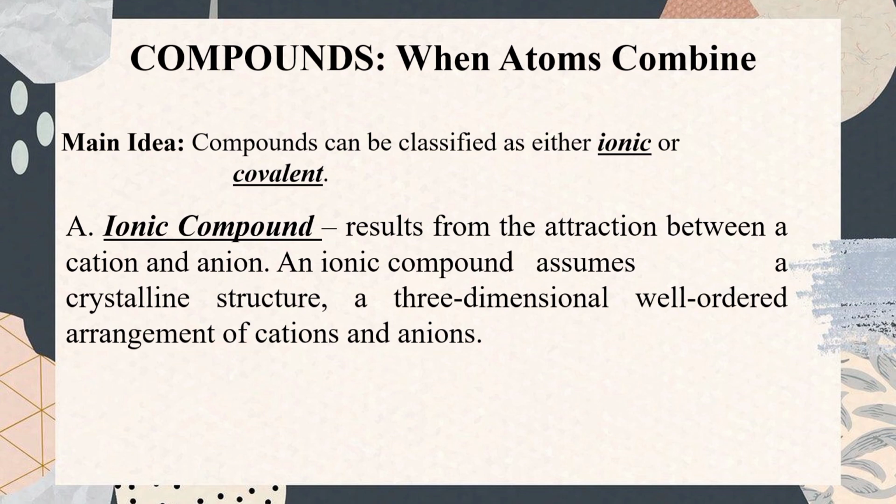Let's have ionic compound. Ionic compound results from the attraction between a cation and an anion. An ionic compound assumes a crystalline structure, a three-dimensional well-ordered arrangement of cations and anions. Generally, examples of ionic compounds are the different types of salts.